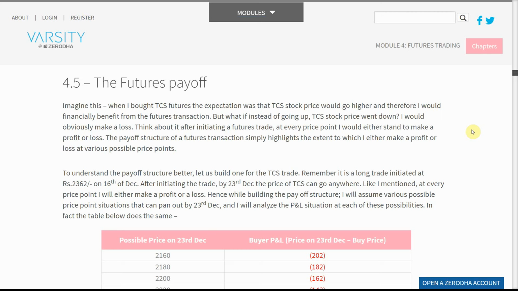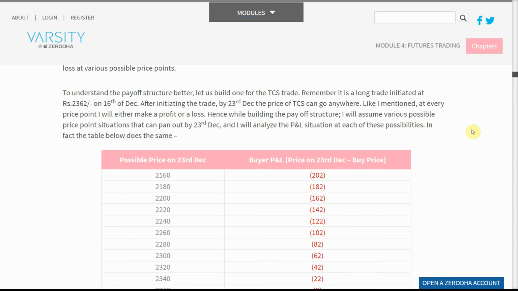To understand the payoff structure better, let us build one for the TCS trade. Remember, it is a long trade initiated at 2,362 rupees on the 16th of December. After initiating the trade, by the 23rd of December, the price of TCS can go anywhere. Like I mentioned, at every price point I will either make a profit or a loss. Hence, while building the payoff structure, I will assume various possible price points that can pan out by the 23rd of December, and I will analyze the P&L at each of these possibilities. In fact, the table below does the same.